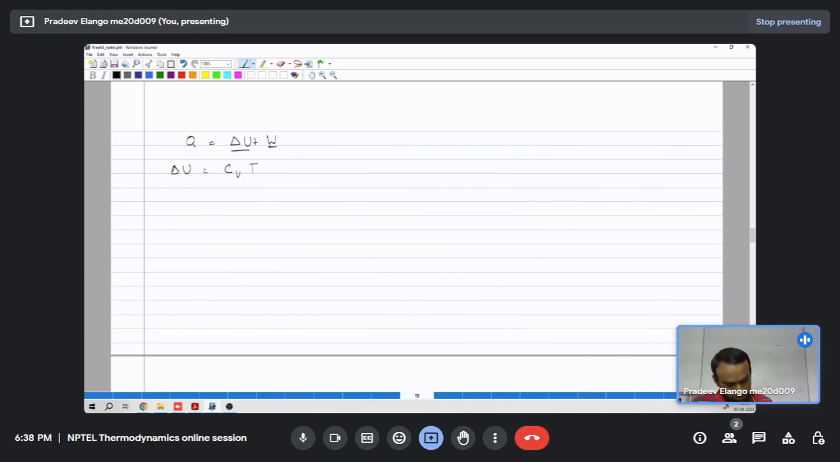So to calculate the Cv of the mixture, we can have Cp of the mixture minus R of the mixture. So for Cp of mixture, we can have summation of mass fraction into Cpi divided by molecular weight of i.